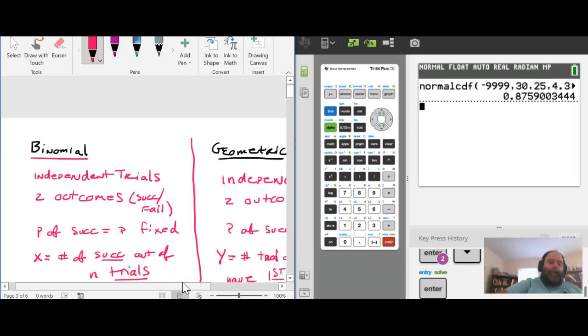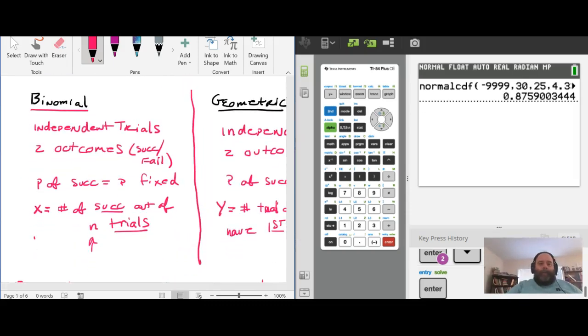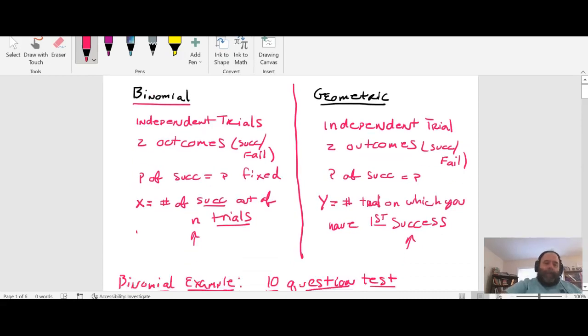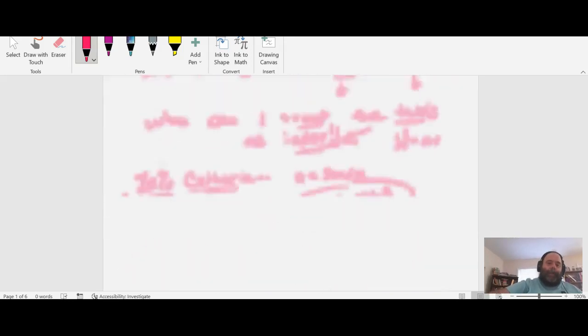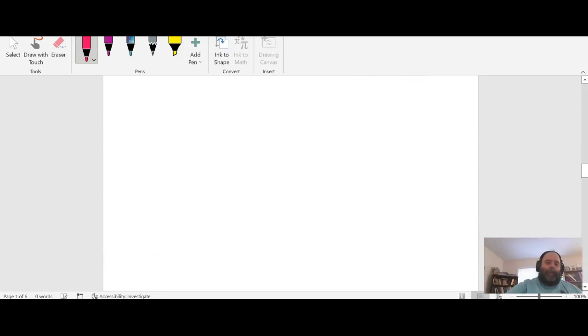But let's get back to the main premise. All right, so binomial is independent trials, two possible outcomes, fixed probability of success. X represents the successes out of each trial. We used the binomial PDF to be able to figure this out. Geometric is very similar, but geometric asks a slightly different question. Here, Y is the trial number the first success happens on.